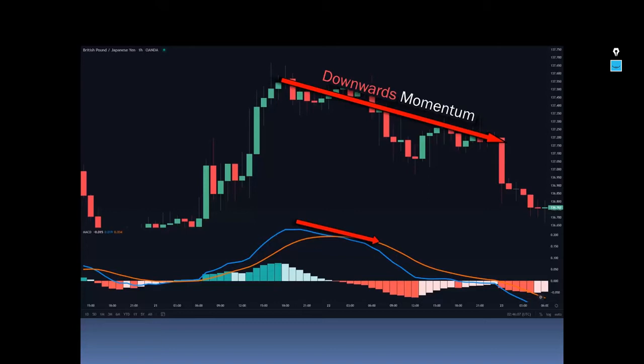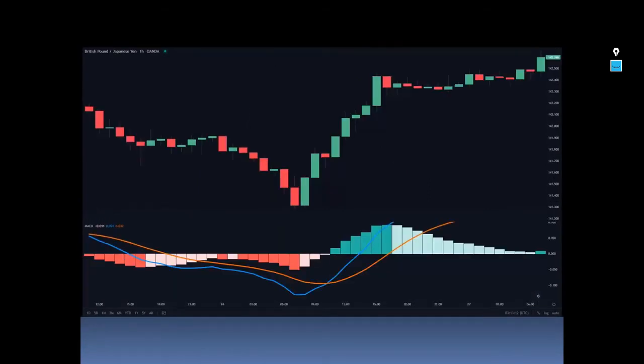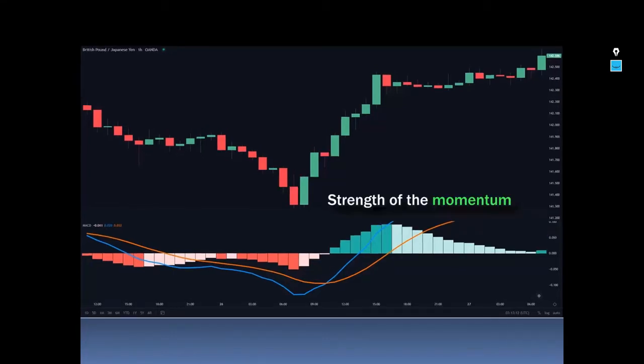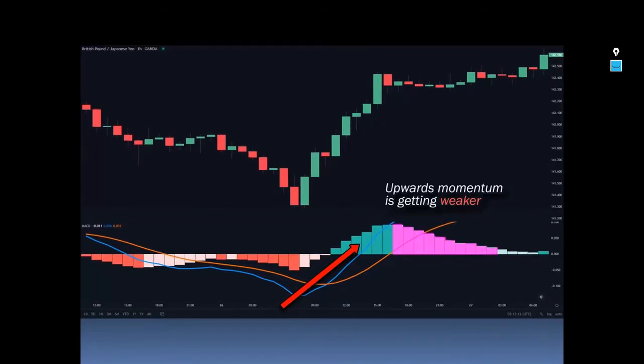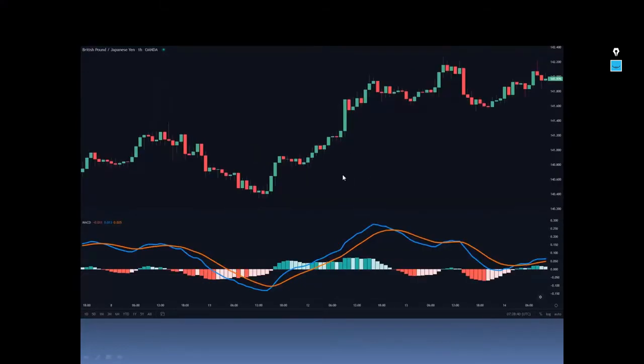So we can utilize the size of the histogram to determine the strength of the momentum itself. This is how we're going to use the strength of the momentum. If the MACD crosses above the signal line while the histogram is getting larger, it shows us the upward momentum is getting stronger. And at the same time, if the histogram is getting smaller in size, it means the upward momentum is getting weaker.